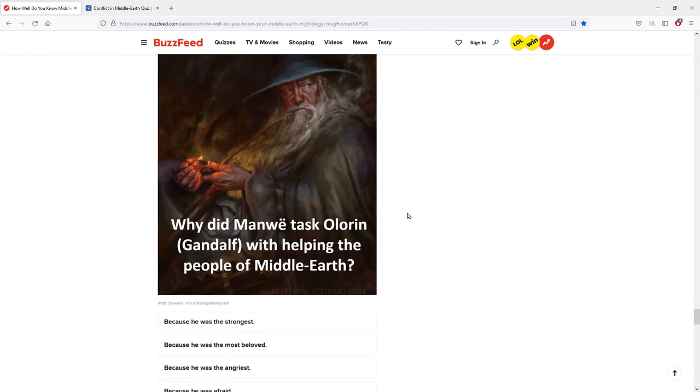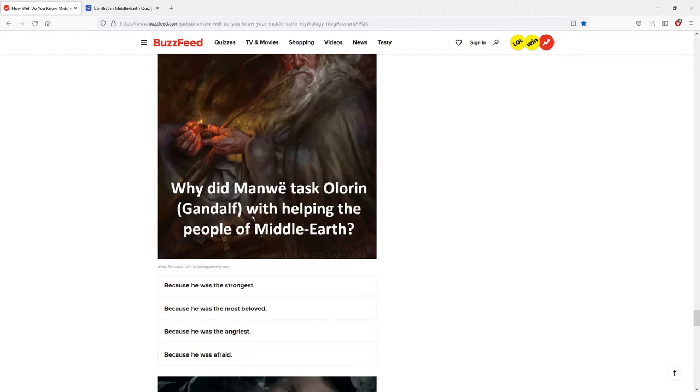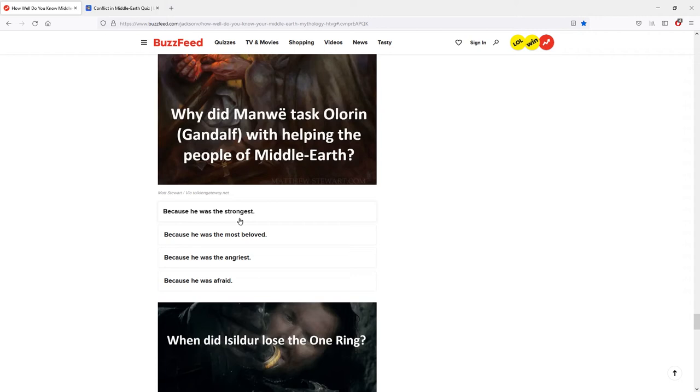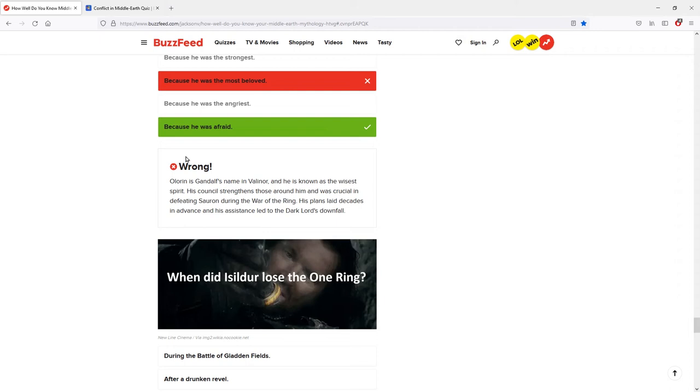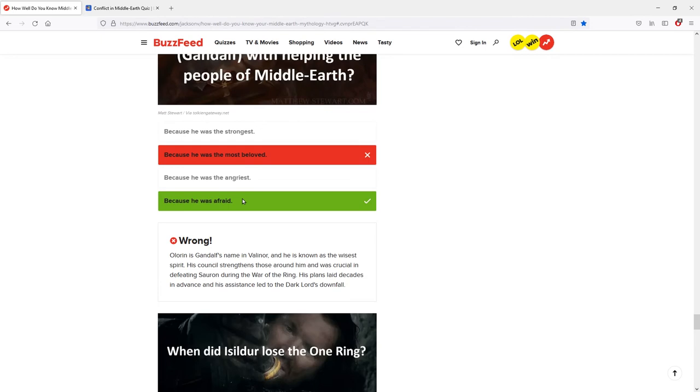Why did Manwë task Olórin, Gandalf, with helping the people of Middle-earth? Because he was the strongest, because he was the most beloved, because he was the angriest, because he was afraid. I guess it has to be the second one. Because he was afraid. No way. Oh. Olórin is Gandalf's name in Valinor, yeah? And he's known as the wisest spirit. His counsel strengthens those around him and was crucial in defeating Sauron during the War of the Ring. His plans lay decades in advance and his assistance led to the Dark Lord's downfall because he was afraid. Okay, I guess it has some kind of meaning behind.